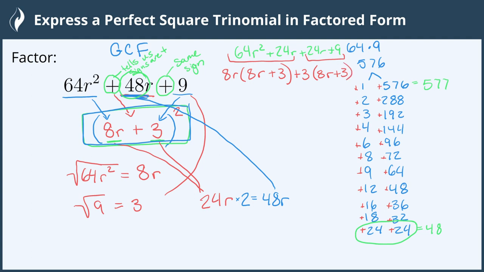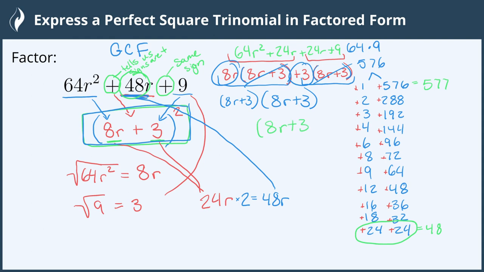Now we will factor again using the greatest common factor, and in both of these terms, it seems that our binomial 8r plus 3 is in common. So the greatest common factor we factor out is 8r plus 3, which leaves us with 8r plus 3. Now that we can see that those are the exact same binomials, we can rewrite that as 8r plus 3 squared because there's two of them.